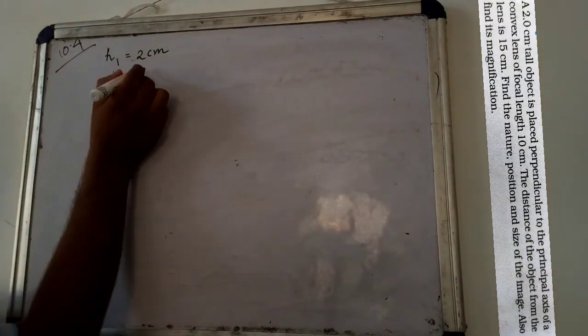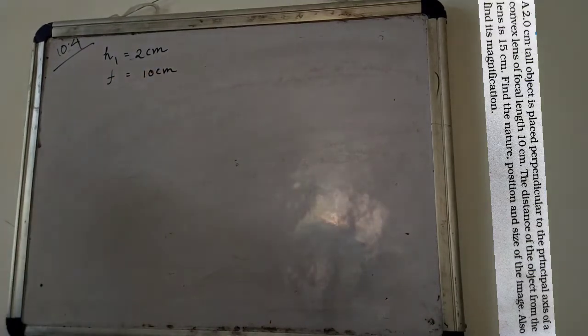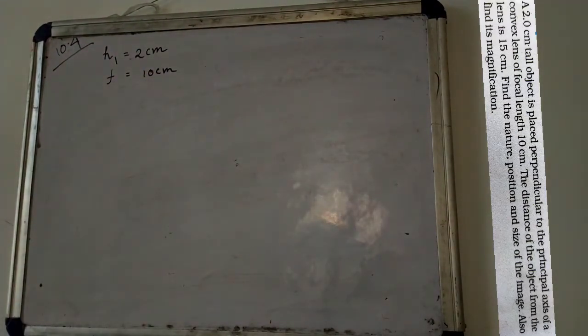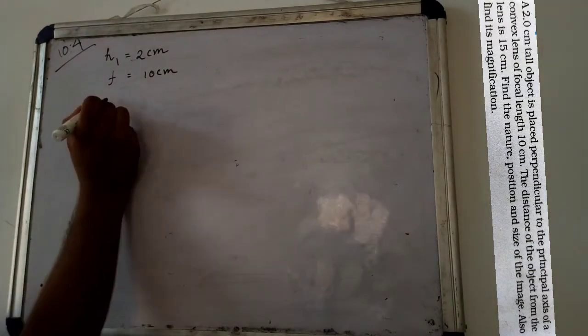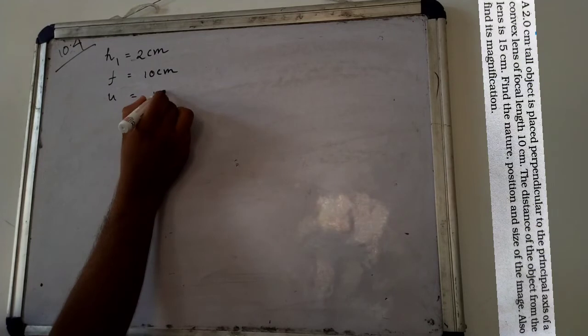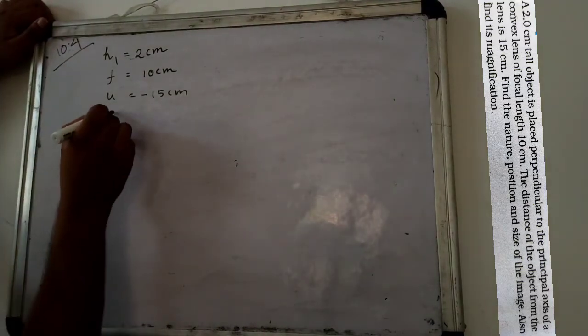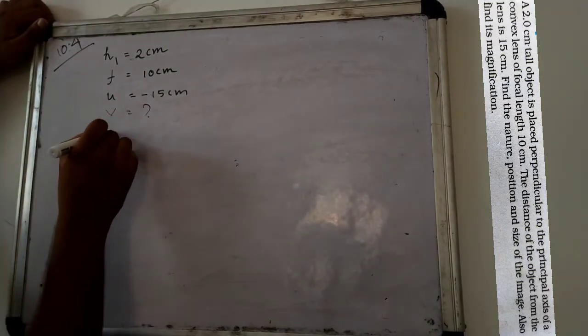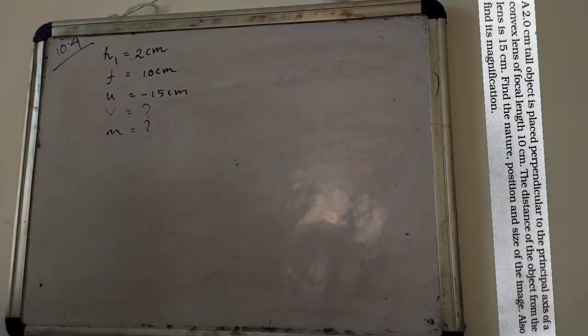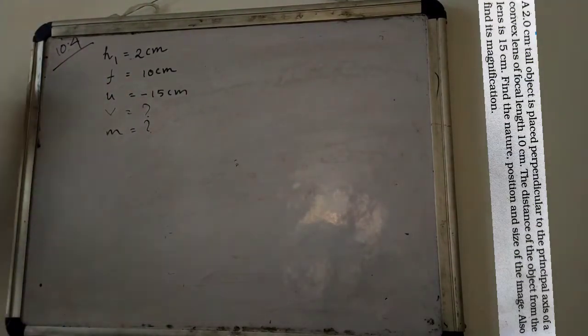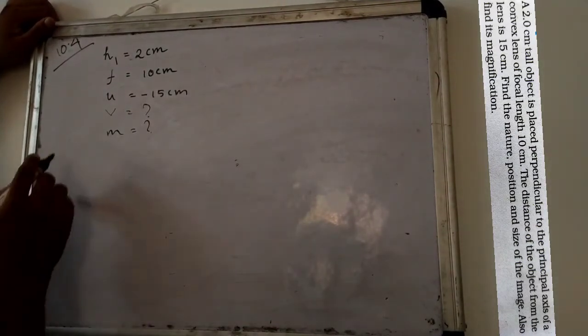For a convex lens, focal length is positive. The distance of the object from the lens is 15 centimeter. Object distance is given, which is 15 centimeter. Object distance is always negative for concave and convex lens. Then from here we need to find the nature, position and size of the image. Also find its magnification. So we need to find the image distance and magnification. Okay, then we have to apply the lens formula.